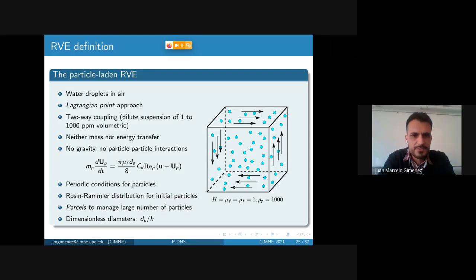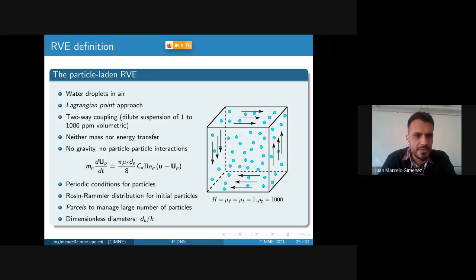The idea is to solve a pure shear stress RVE, but including particles. These particles are considered spherical, using the Lagrangian point approach, where the particle is smaller than the size of the element used for the fine mesh. We suppose that we are in a two-way coupling approach because the suspension is dilute. We are ranging between 1 and 1,000 parts per million in volumetric concentration.